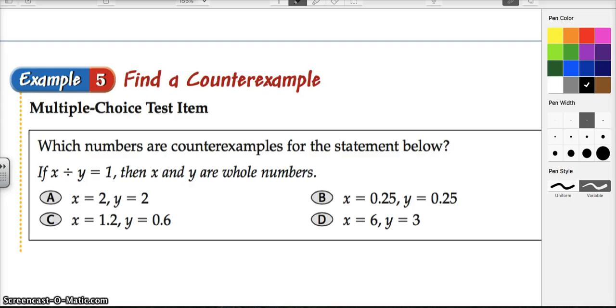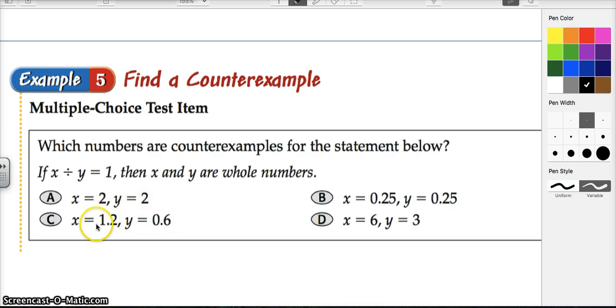All right, here's our last example, example 5. We're going to find a counterexample. So you remember a counterexample disproves something. It holds the hypothesis true while proving the conclusion false. So if these two numbers divide to give you 1, then x and y have to be whole numbers. And here, 2 divided by 2 does give you 1, and these are whole numbers. This supports this particular statement, so this is not a counterexample.